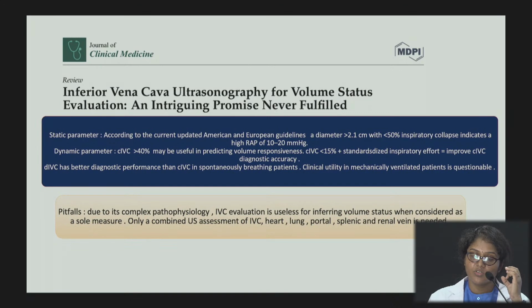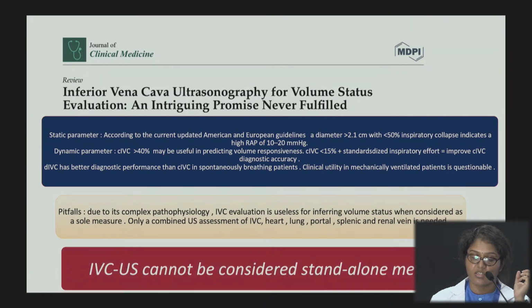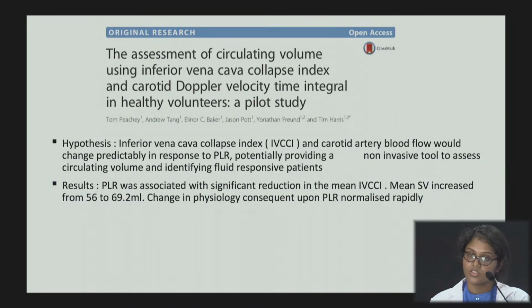The pitfalls of using IVC ultrasonography are that it has complex pathophysiology. There are many interrelating factors like pregnancy, ascites, and if it is a chronically dilated IVC, TR, right heart failure, it cannot be used in such kinds of patients, and it cannot be used as a sole measure to understand the volume status. It has to be used in a combined manner with heart, lung, portal, splenic, and renal vein. So ultrasonography of IVC cannot be considered as a standalone method to assess the volume status.